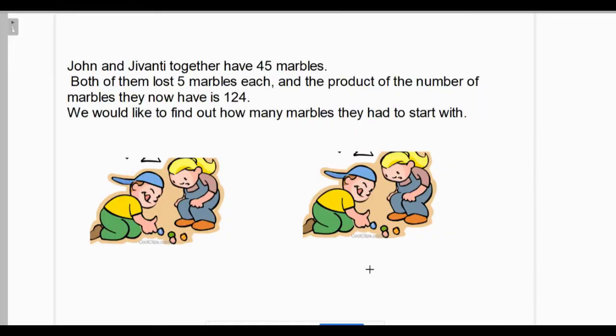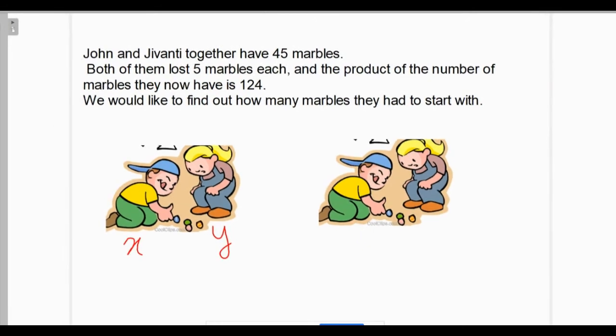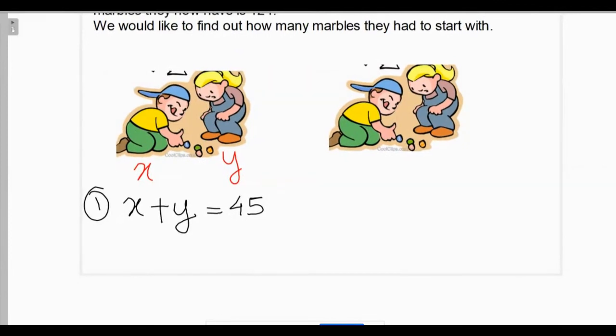The example says John and Jivanti together had 45 marbles. Okay? Now, what does that mean? John is x and Jivanti is y. So in the first statement of the question, it says John and Jivanti together. Together means plus. Had how many marbles? 45 marbles.